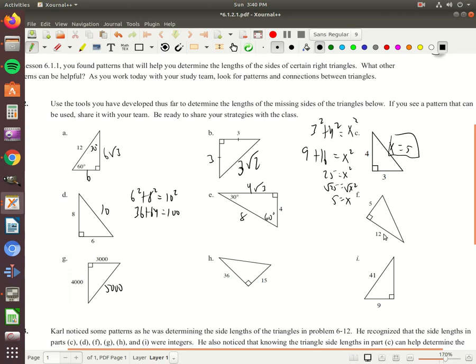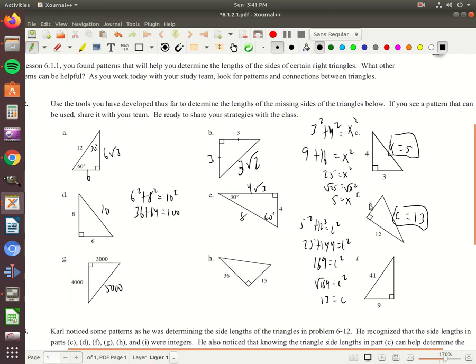This one, another one where I'm going to have to do some math, so we'll just call this c. So 5 squared plus 12 squared equals c squared. 25 plus 144 is c squared. 169 equals c squared, and the square root of 169 is 13. So I know that this must equal 13 to complete that one.